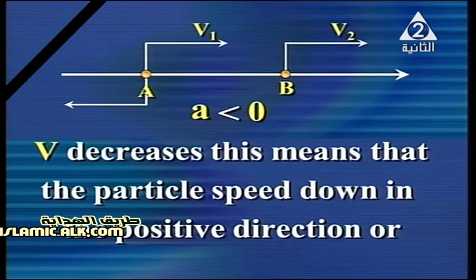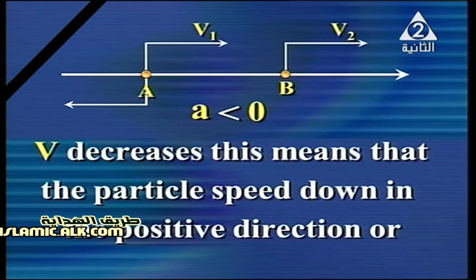Look at the opposite graph, representing two cases of acceleration. The opposite graph means acceleration smaller than 0. What do you mean? Yes, excellent student. v decreases. This means that the particle speeds down in the positive direction. But in the first case, when A is more than 0, v increases. That means the particle speeds up in the positive direction. But in this case, look at A smaller than 0. What do you mean? v decreases.